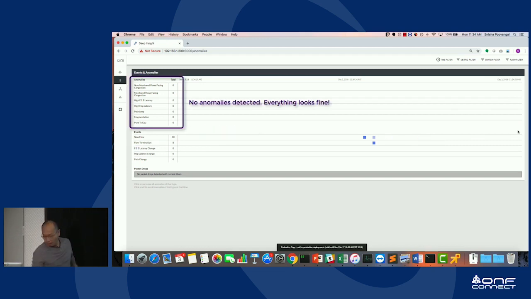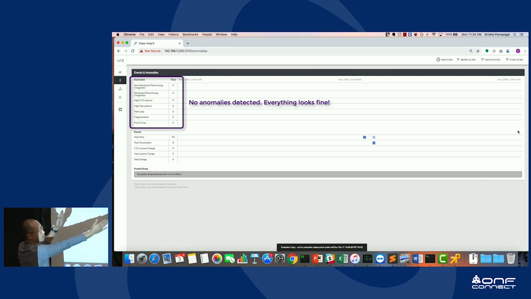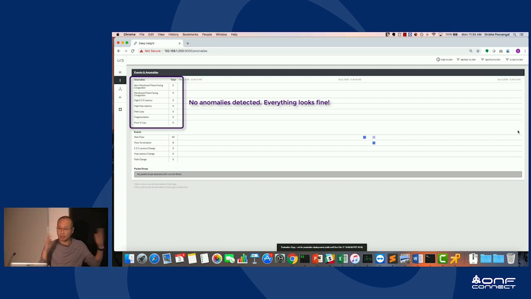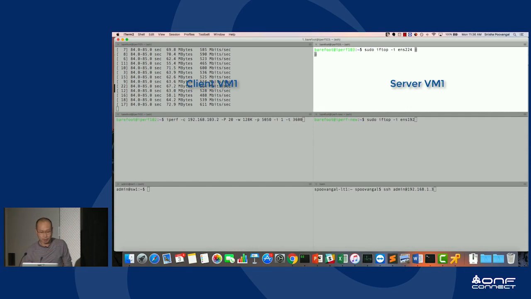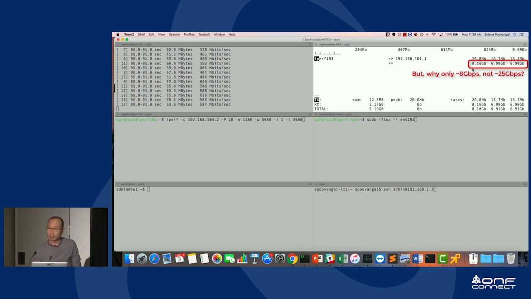By the way, this is the time range that we're looking at. We're using real-time monitoring mode, so this entire vertical screen covers the last 30 seconds of events and anomalies that are discovered. These are all expected events. No anomalies discovered. And if you look at the server side, I was expecting 25G, but it's only about 8G. So what's going on? Something is wrong here.